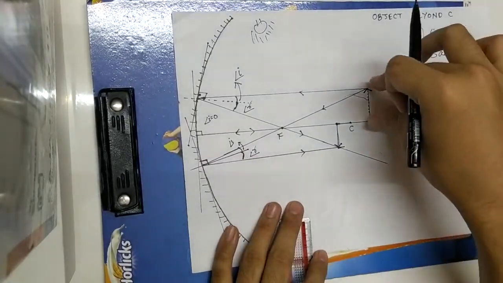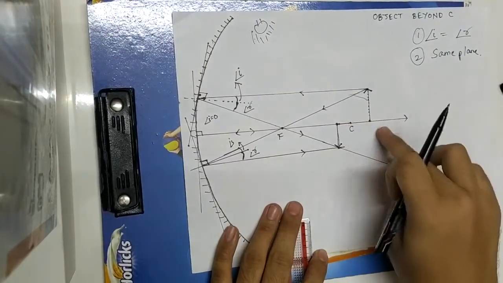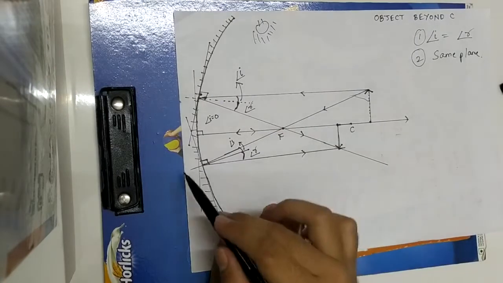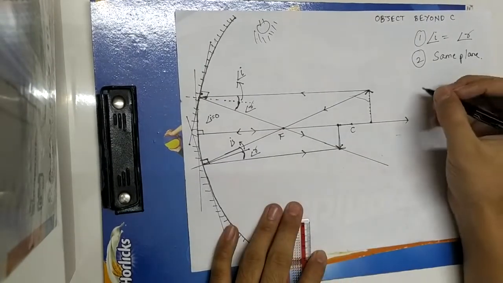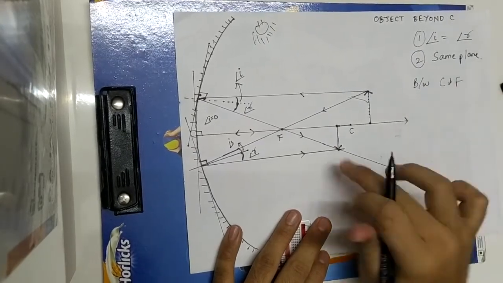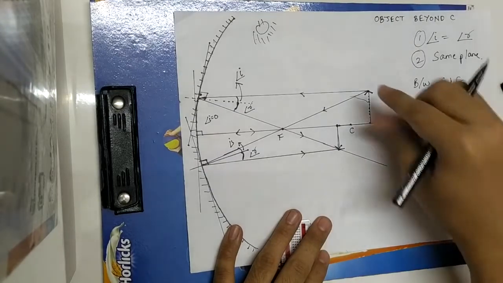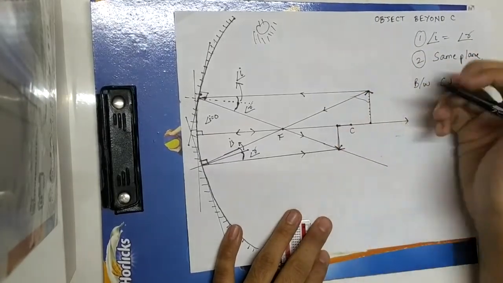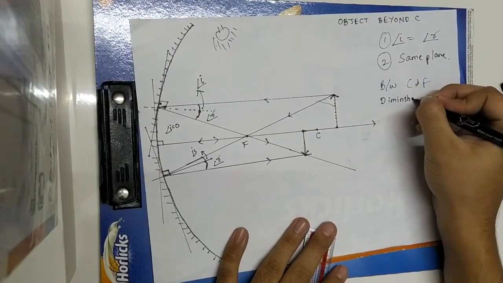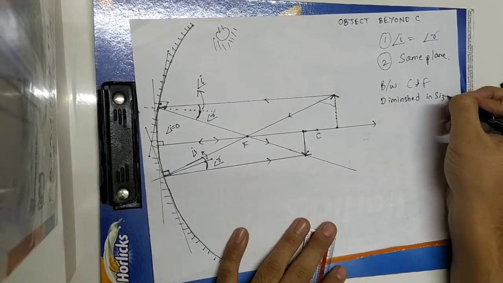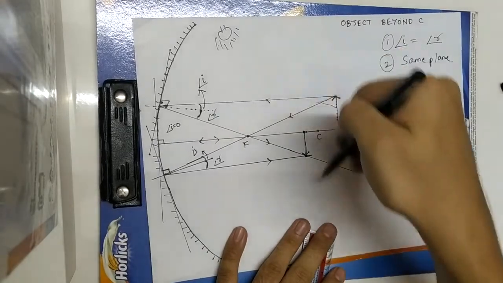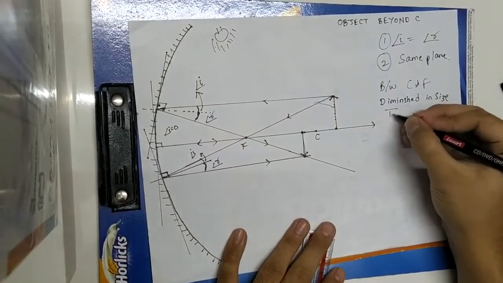What does this mean? The image of an object which is placed beyond the center of curvature will be formed between the focus and the center of curvature for a concave mirror, so between C and F, and it will be the same size or lesser size. We can see it is diminished in size. Then also, is it erect? No, it is inverted. It is ulta. So it is inverted.